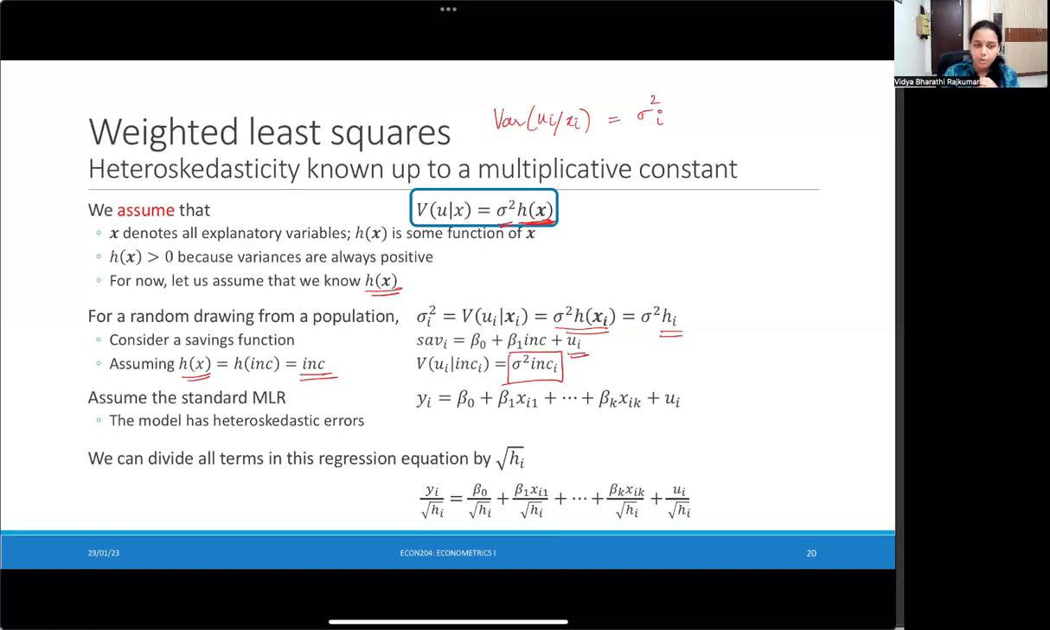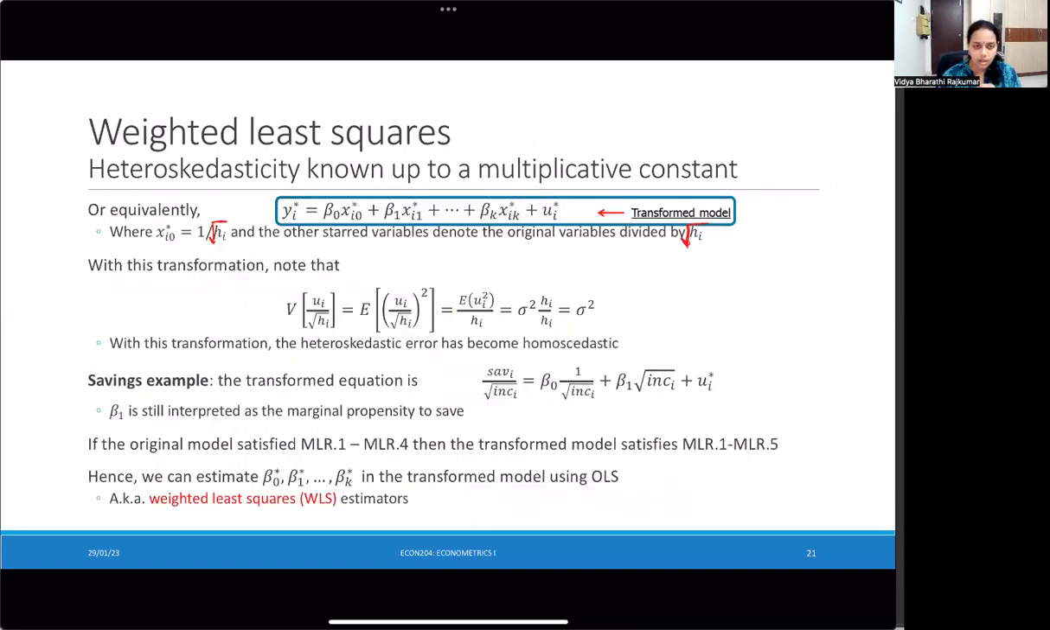Now what we're going to do is transform this regression model. How specifically are we going to transform this? We're going to divide every variable throughout, on the left and the right hand side of the equation, by the square root of hi. The reason for the square root will become clear in just a second, so bear with me. So the transformed variable is now y over square root of hi, and every single term on the right hand side is also divided throughout by square root of hi.